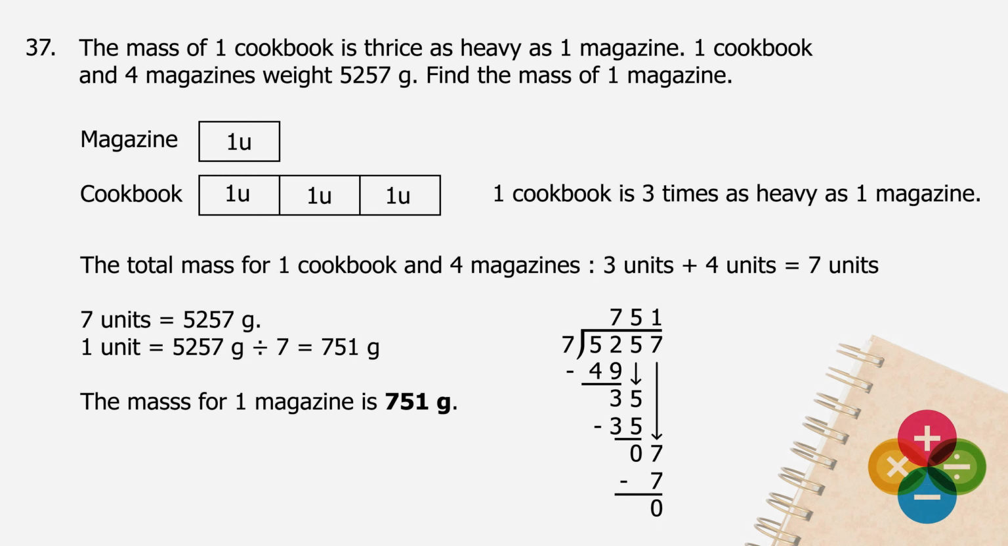Let the mass for one magazine be 1 unit. The total mass for one cookbook and 4 magazines will be, add 3 units to 4 units, and the sum is 7 units. 7 units is equal to 5,257 grams. 1 unit will be, divide 5,257 by 7, and the quotient is 751. The mass for one magazine is 751 grams.